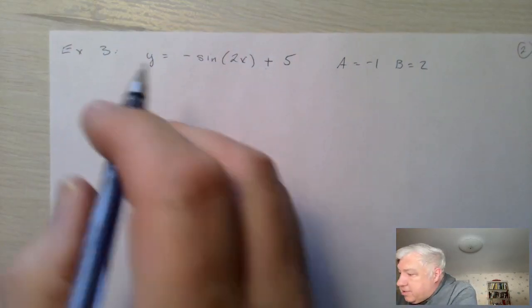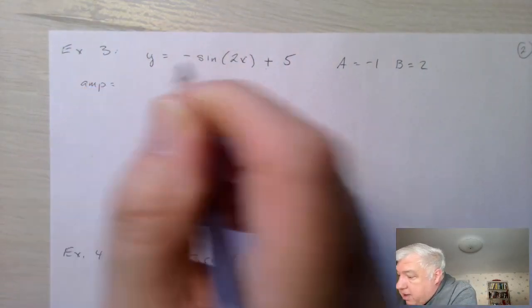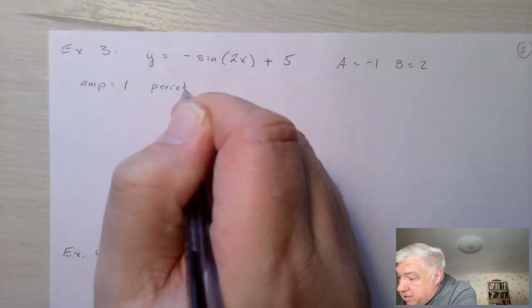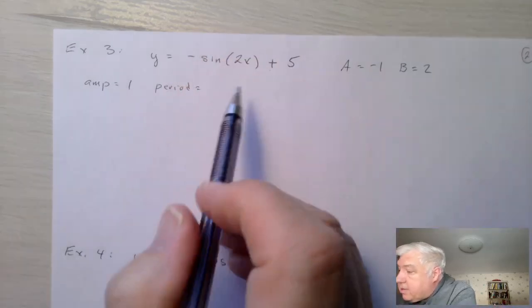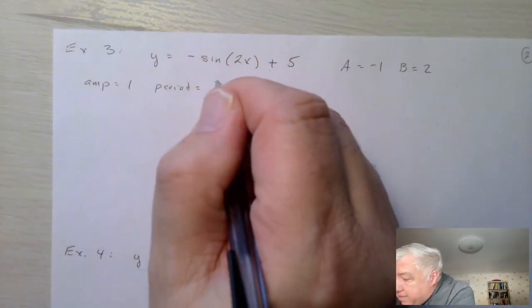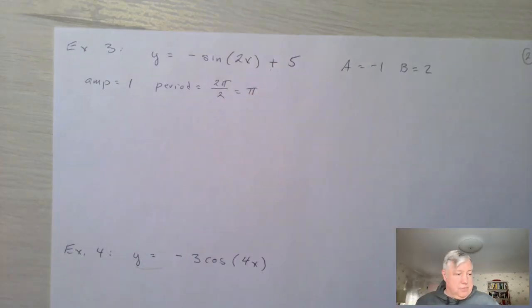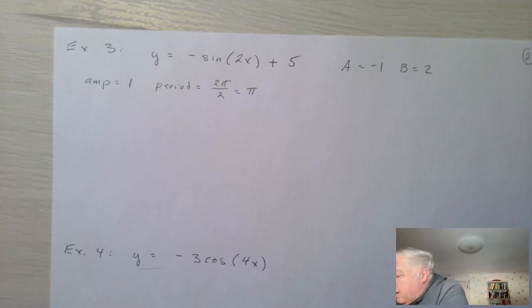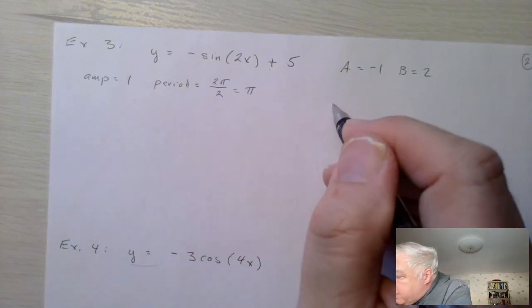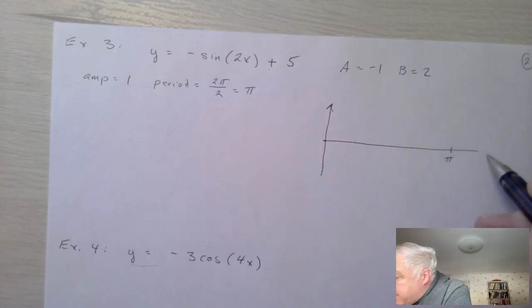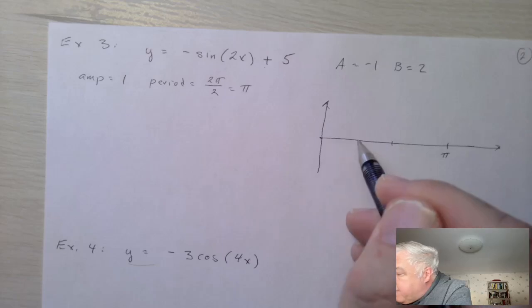Okay, and so the amplitude, that's the absolute value of -1. That's 1, and the period is, what is the period? The period is 2 pi divided by 2, which is just pi. Okay, and so now we'll graph from 0 to pi, and cut this into 4 intervals.